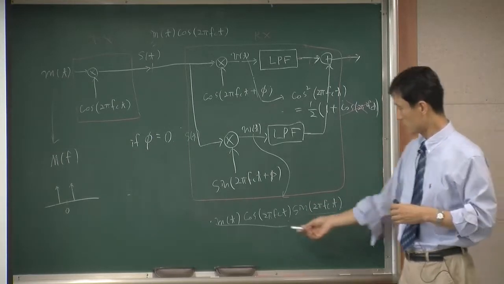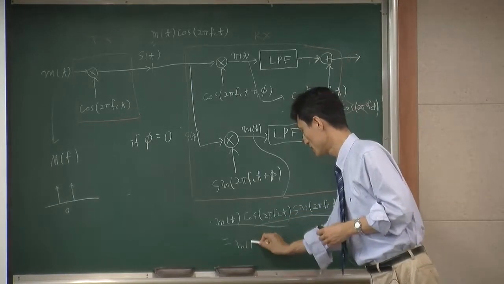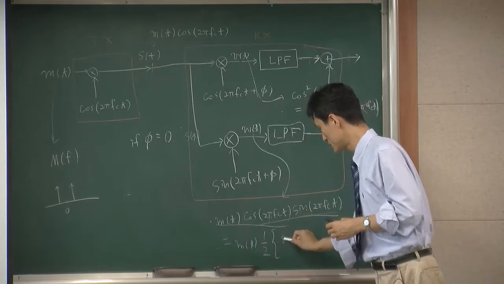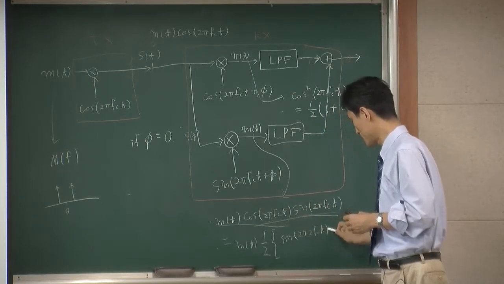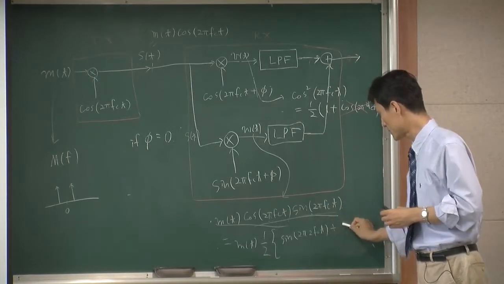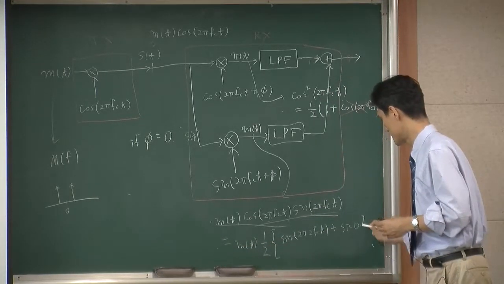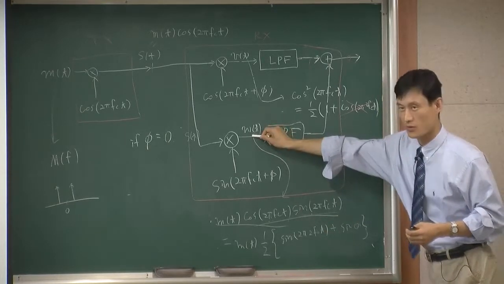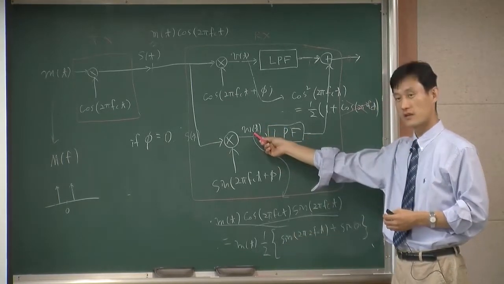Using another trigonometric identity, cosine times sine equals half of sine, adding these two, 2 pi 2fct, plus minus of these two. Okay? And sine 0 means 0, right? Sine 0. This is the output right here. This is what you see at the omega t.